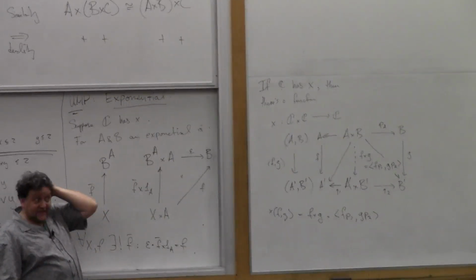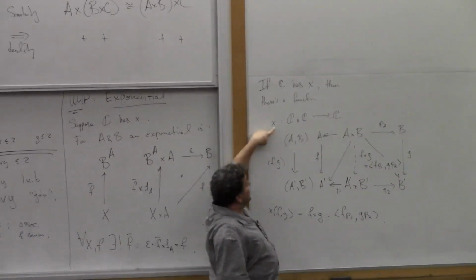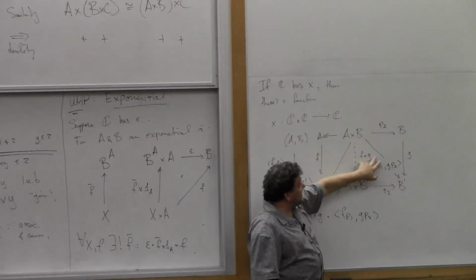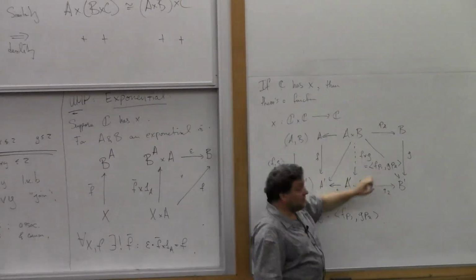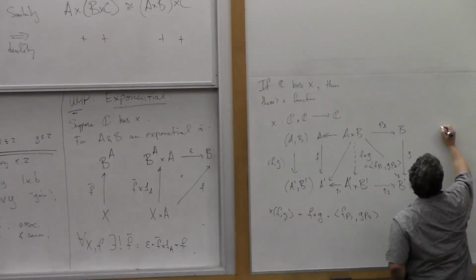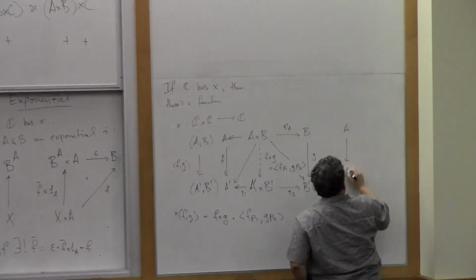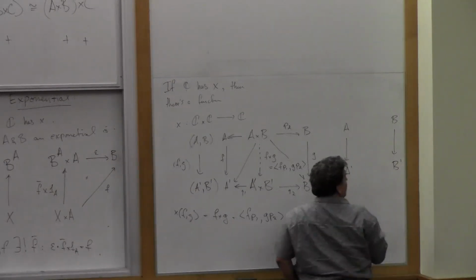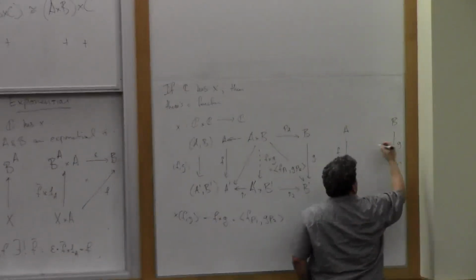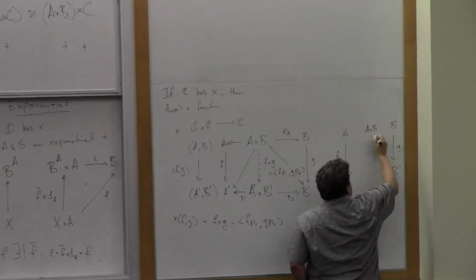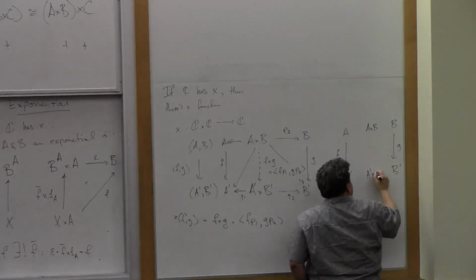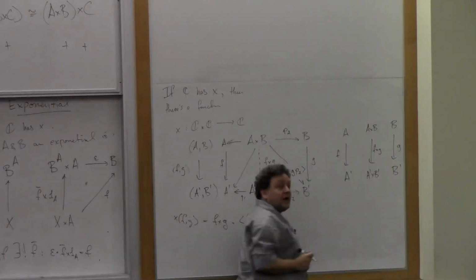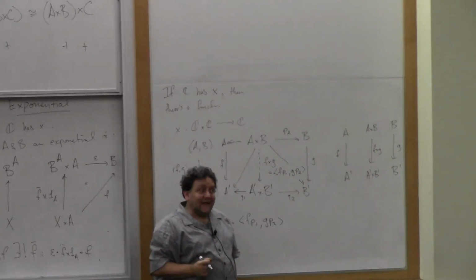Whenever you have products in the category, you can extend that product operation to act not only on the objects, but also on the arrows. Take a product of two arrows. In this case, we have A going to A prime, F, and B going to B prime, G. I can get A cross B, A prime cross B prime, and I can get a map here that's F cross G. So that's my product operation on the arrows.